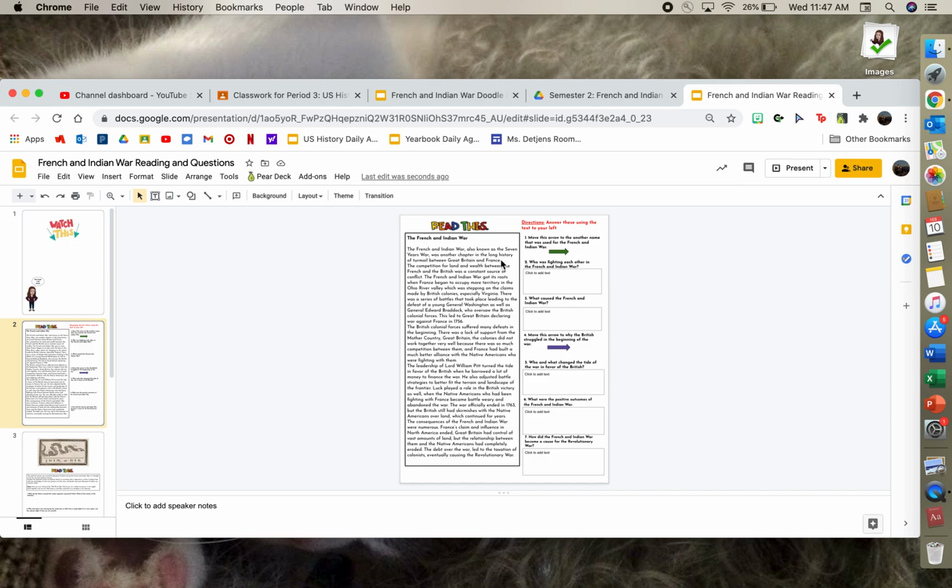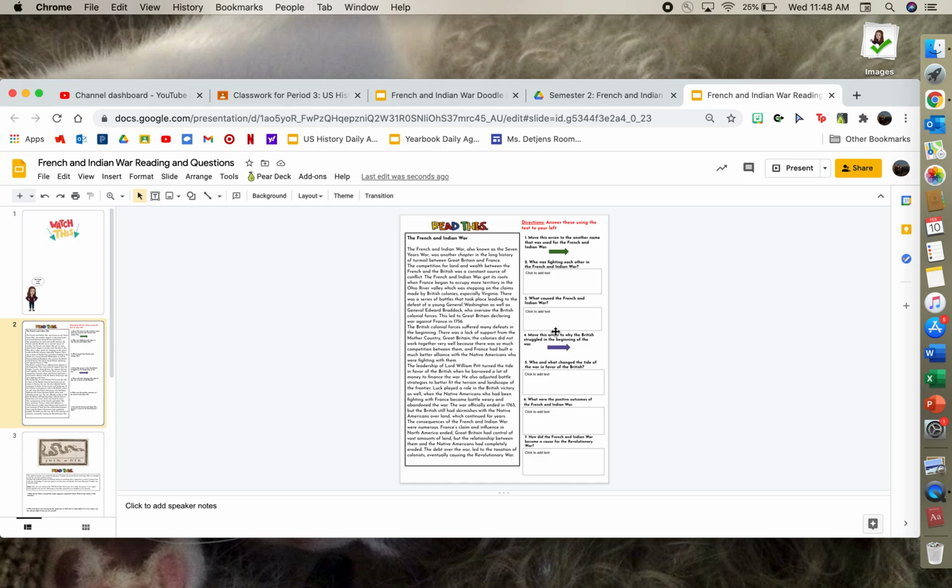It says who was fighting each other in the French and Indian War. So you're going to tell me who was fighting in this war, and you're going to get the answers from reading this. Then it says what caused the French and Indian War. So what was the primary cause of it? Like, why did they fight? It's not like they just woke up and said, we're in a war.